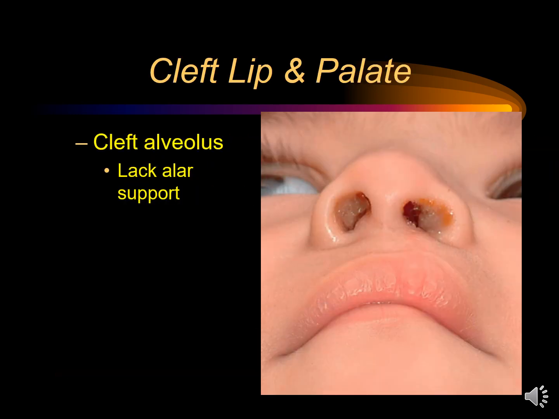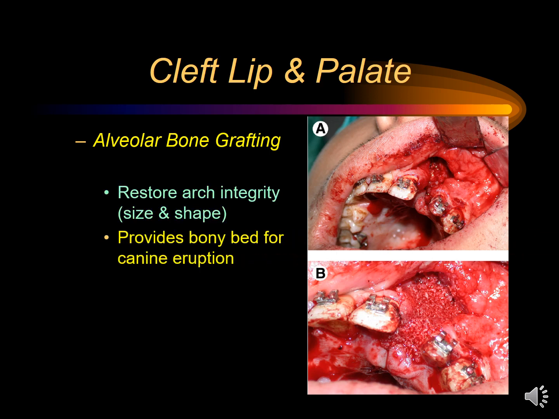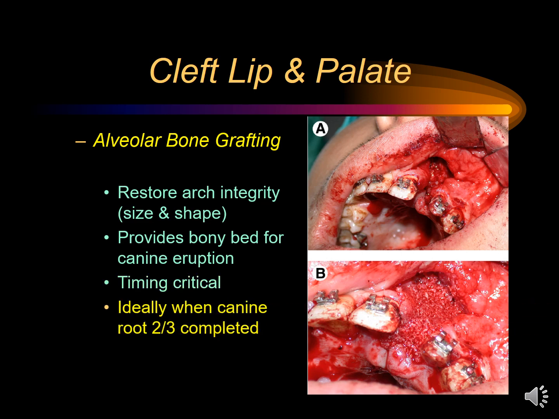Apart from the effect on the dentition, there is also a lack of alar support resulting in distortion of the nose. Alveolar bone grafting is a procedure that is done to restore the arch integrity in terms of size and shape. It also provides a bony bed for the eruption of the canine. The timing is critical. Ideally, it should be done when the unerupted canine root is about 2/3 complete.